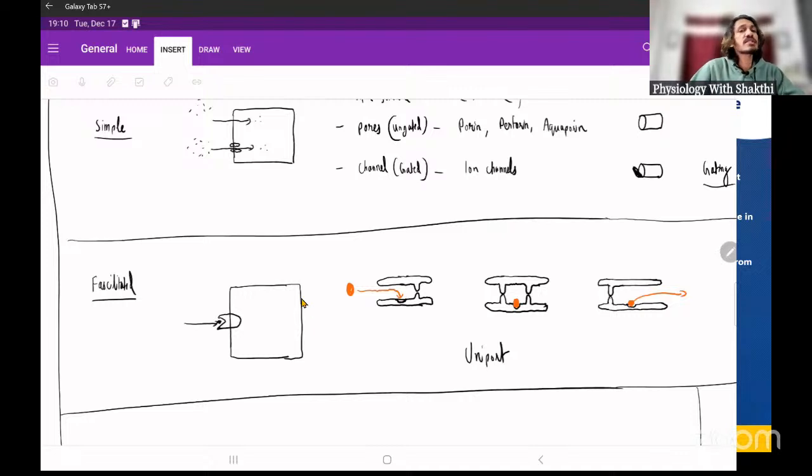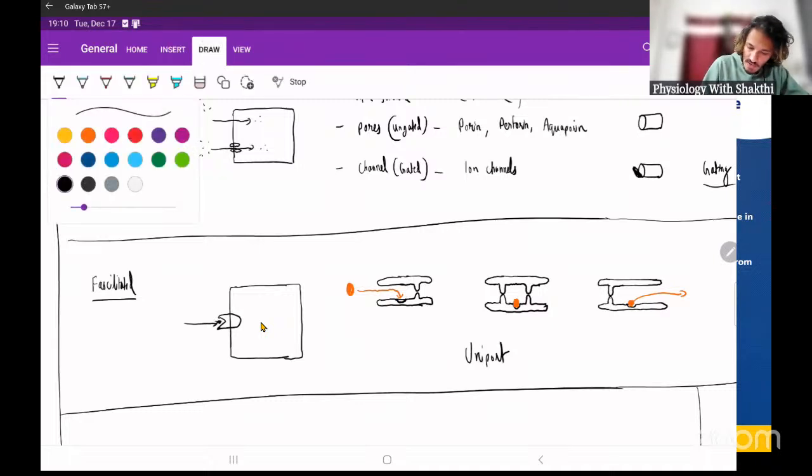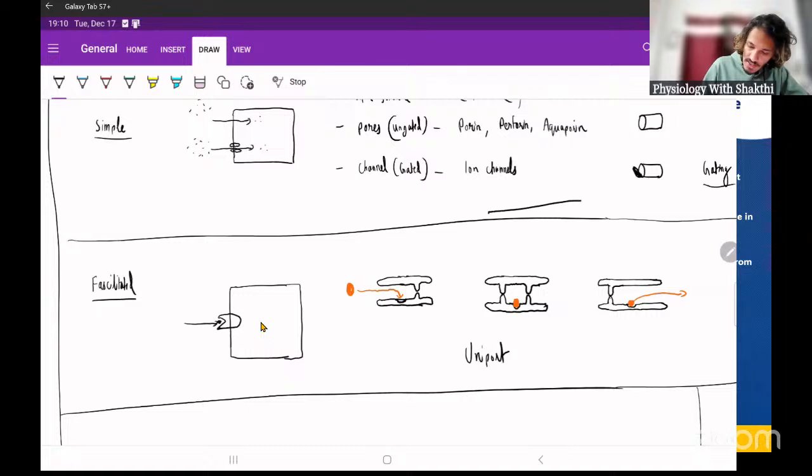In facilitated diffusion, the difference is that there is going to be a carrier protein. Not like a channel or pore that we see here. Instead, it is a carrier protein. What does it do? It's not like something which, as you can see over here, is just open like this, and there is free flow of ions. It's not something like that.